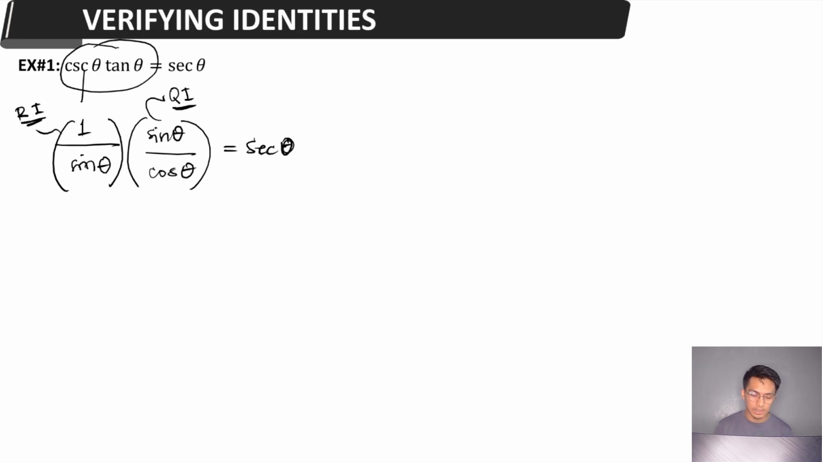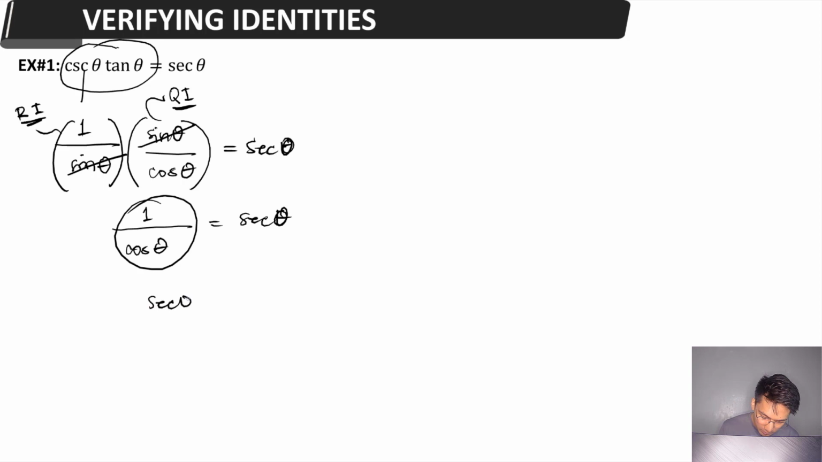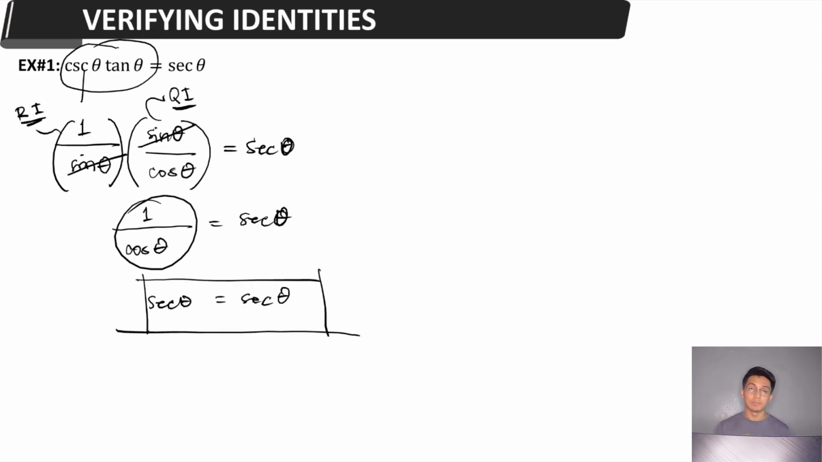And now, dahil nagamit natin yung fundamental identities, we use the algebraic solution. So, i-cancel natin yung sine theta. Ang matitira dito, we have 1 over cosine theta is equal to secant theta. And by reciprocal identity, 1 over cosine theta is equal to secant theta. This is the solution for example number 1.